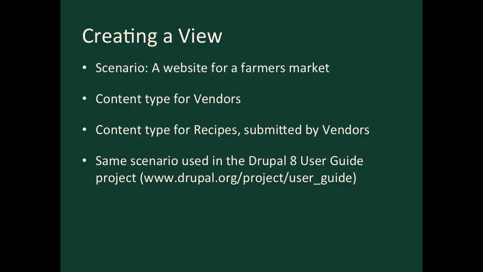There's a second content type that is recipes, and recipes are submitted by vendors. So they are associated with vendors, but they are different things that are different pieces of content altogether. This scenario was actually cribbed from a project called the Drupal 8 User Guide, which is sort of a beginner's level guide to configuring Drupal from the standpoint of a site builder that's being developed right now.